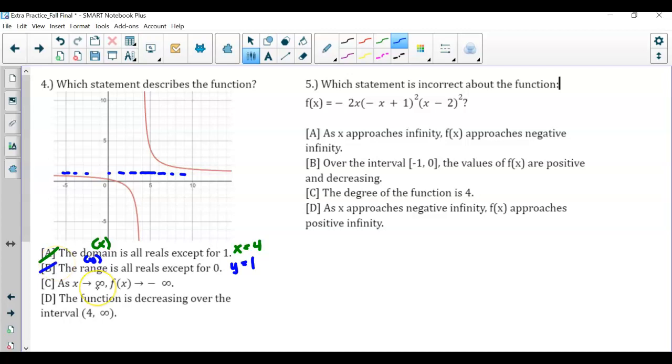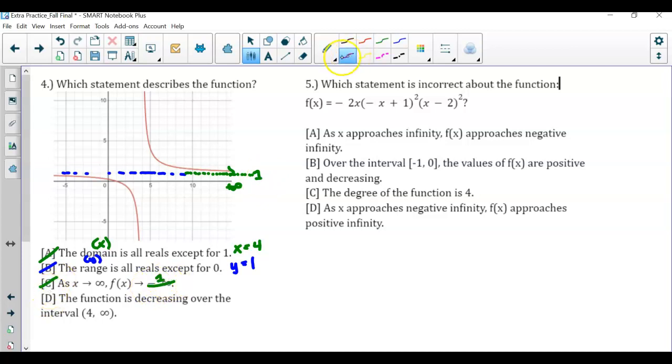As x approaches positive infinity, so as we're going to the right, is our f of x approaching negative infinity? Well, our graph is going down, but is it going down all the way to negative infinity? No, because remember, it's flattening out here, right? It's approaching but never reaching 1. So here, it's approaching 1, so it's not C.